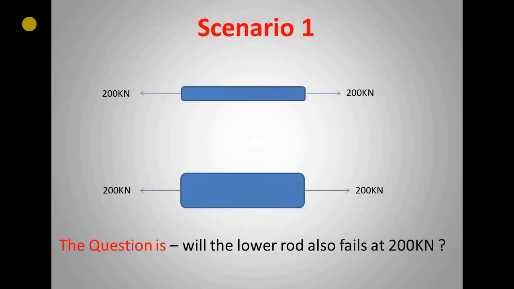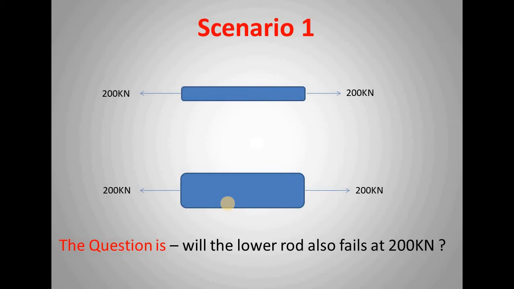Now, as you can see, we have scenario 1 on the screen. We have two rods. This is the first rod and this is the second rod. They are made of the same material, and let's say this material is aluminium. So they are made of aluminium.